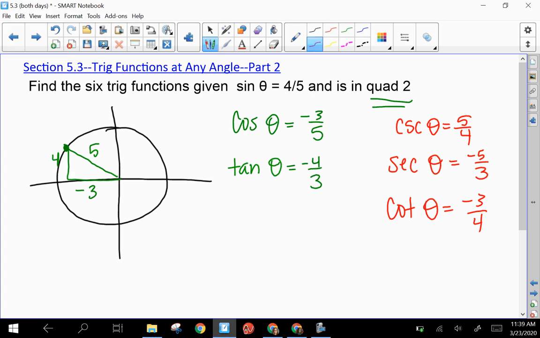Remember that memory trick? All students take calculus. All trig functions are positive here. Only sine is positive here. So if we go through and we check, that also would include cosecant because that's the reciprocal. Then the rest of these would be negative trig functions.